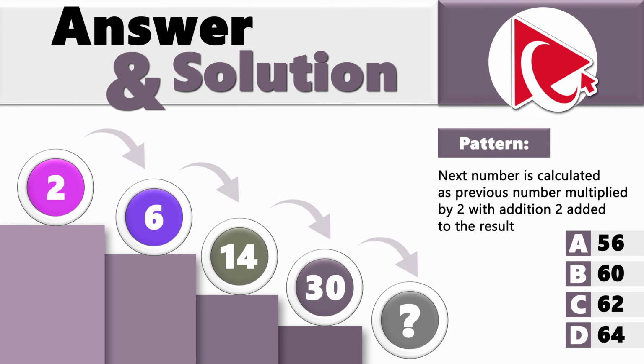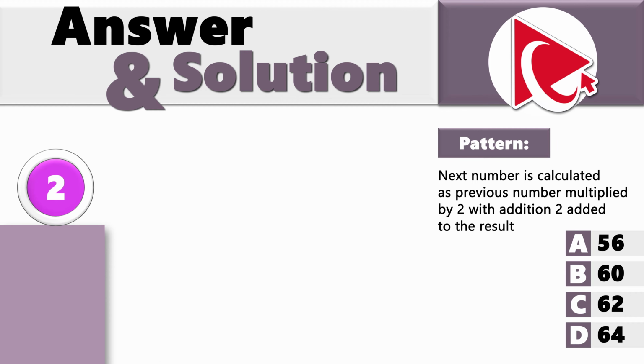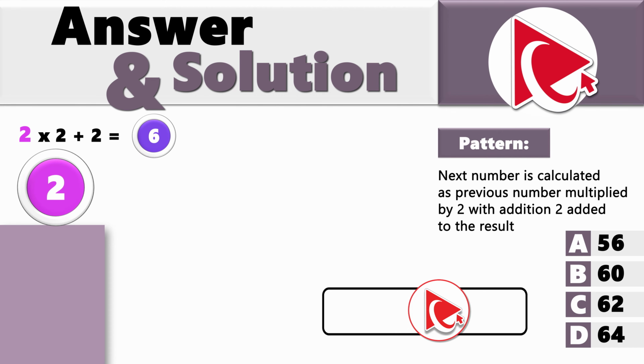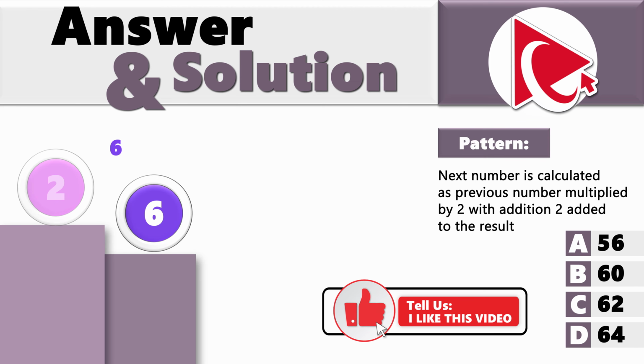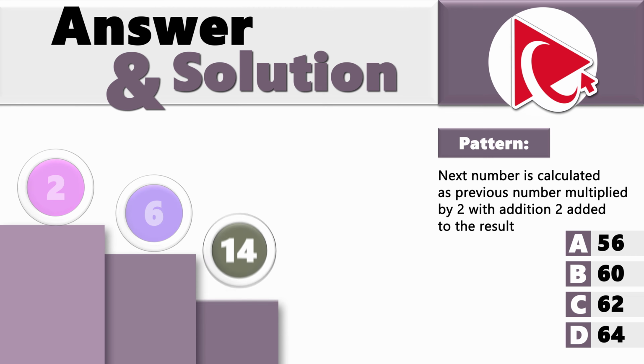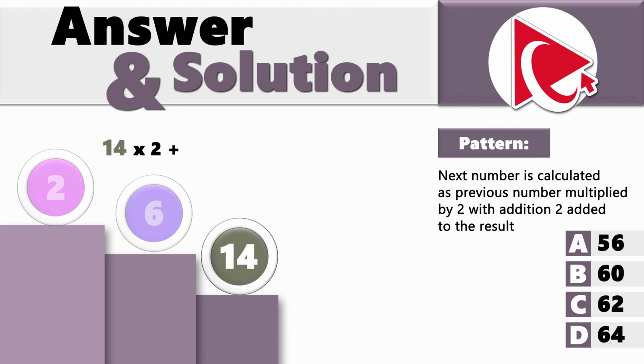Let's look at an example. The number on the ball when it's on top of the stairs is 2. As it falls to the next step, you need to multiply 2 by 2 and add 2. So the end result of this is 6. As the ball continues falling, you need to multiply 6 by 2, add 2, and the end result is 14, which is the next number. As we continue, 14 multiplied by 2 plus 2 equals 28 plus 2, which equals 30.